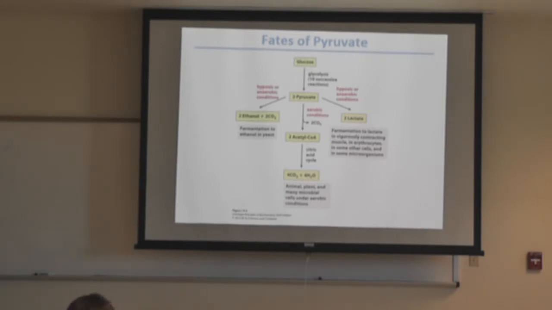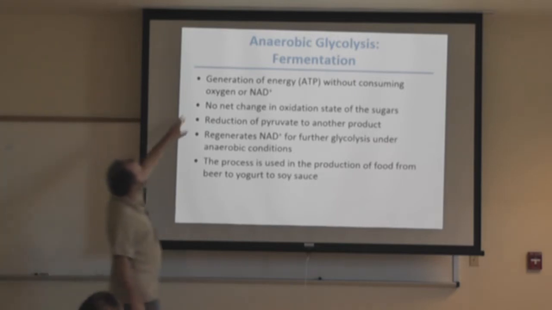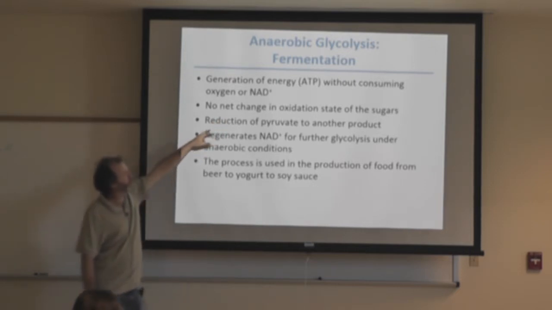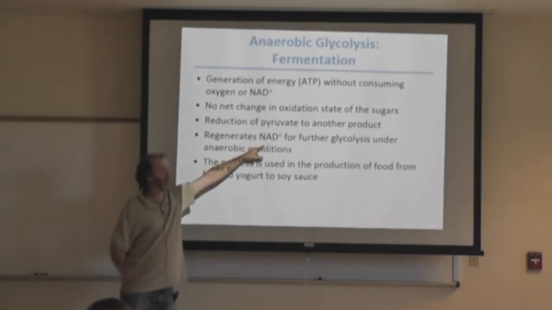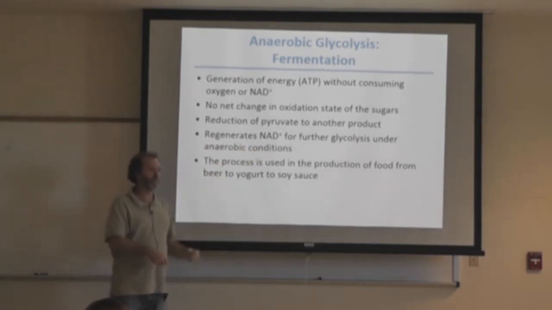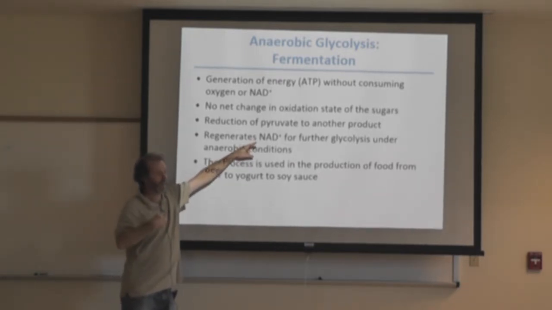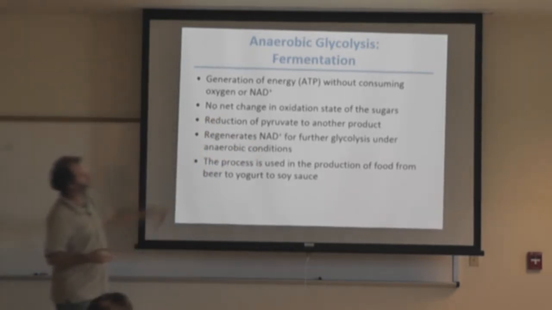We'll talk about that after we talk about anaerobic glycolysis from fermentation, and this is what I was just talking about, right? Generation of energy, ATP, without consuming oxygen or NAD+, you have no net change in the oxidation state of the sugars. Reduction of pyruvate to another product regenerates NAD for further glycolysis, because that NAD is going to be the limiting step for how much sugar you can burn until you get it back so you can burn more sugar. So you take the NADH and make lactate or alcohol, and then you regenerate NAD.